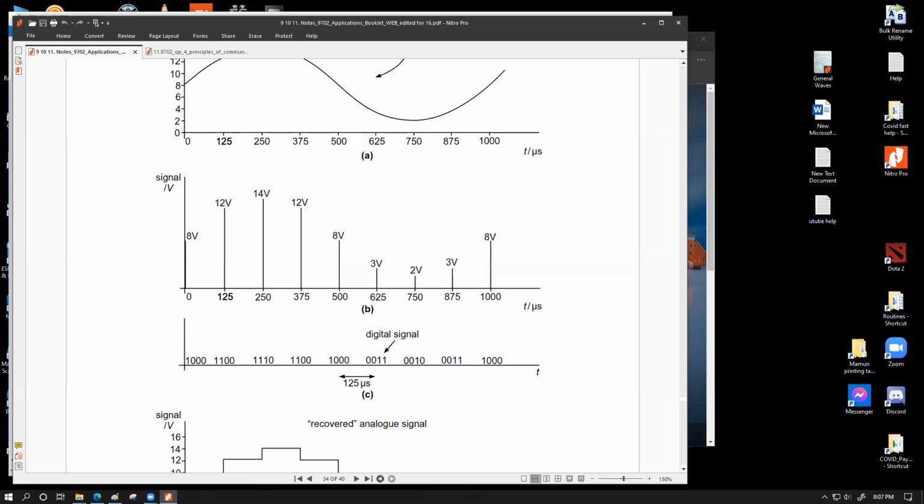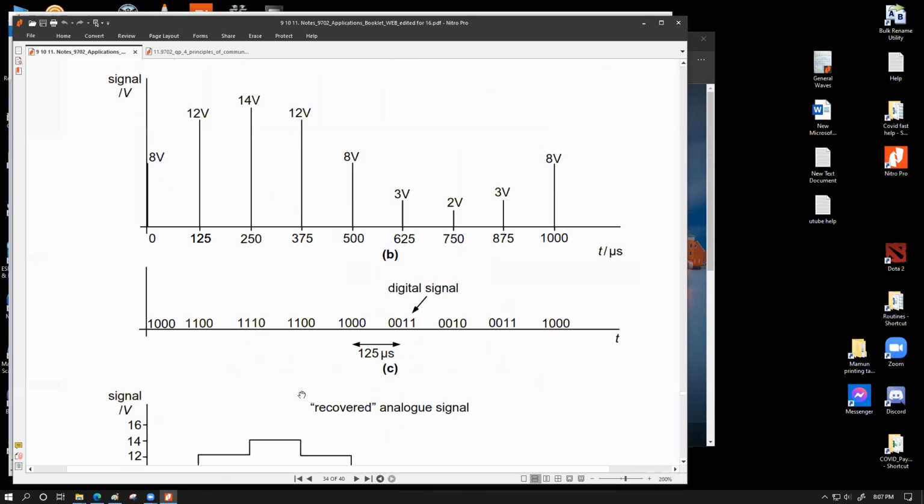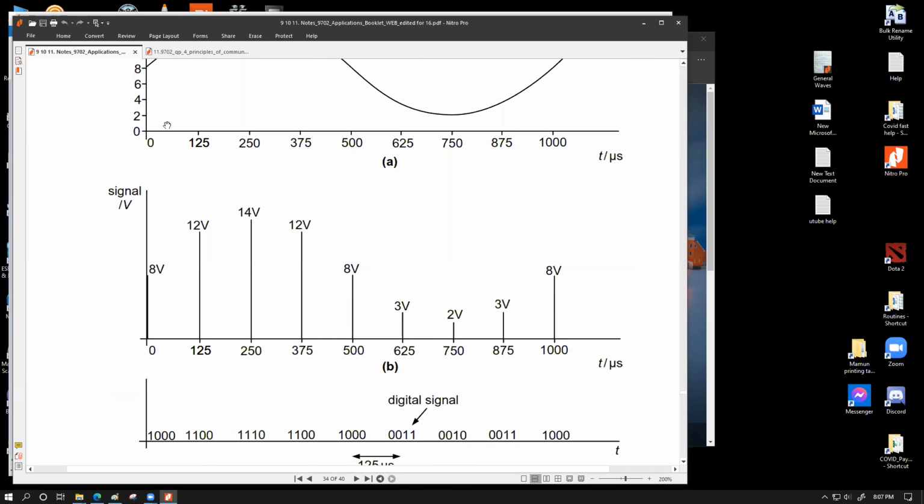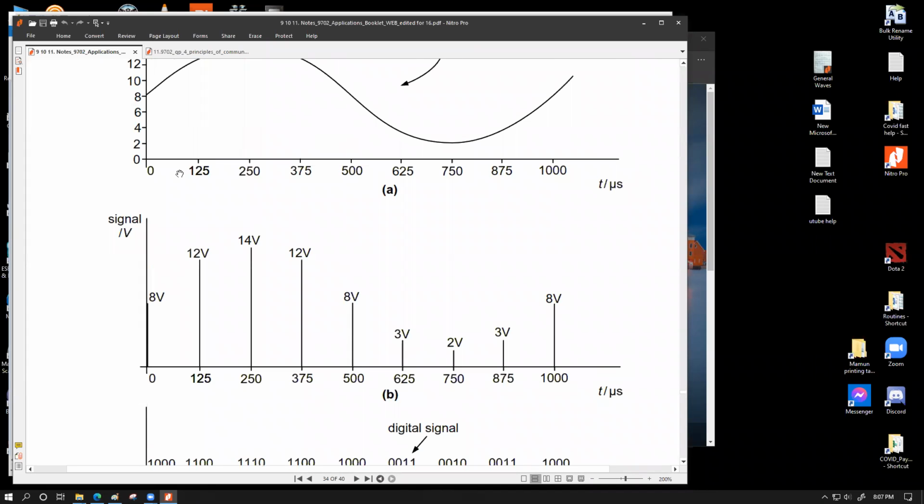Let me just take a snapshot of this one, maybe. So one thing that I really need to understand is that whenever we are doing the sampling, we are doing the observation of the original analog signal every 125 microseconds. So we are making observations at 0 microseconds, 125 microseconds, 250 microseconds, 625 microseconds. It goes on like that. We're making those observations at these microseconds.